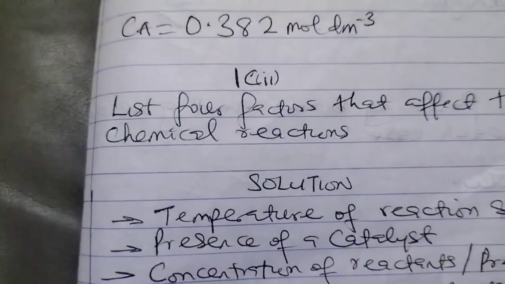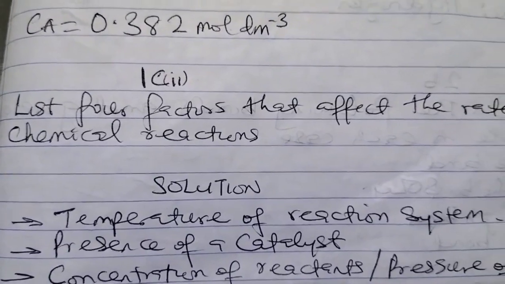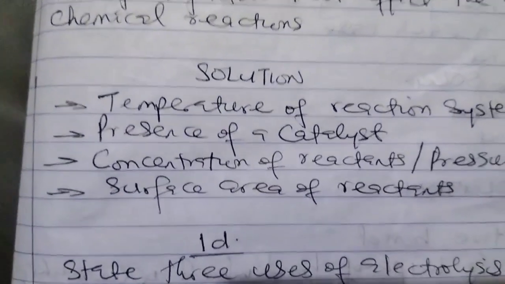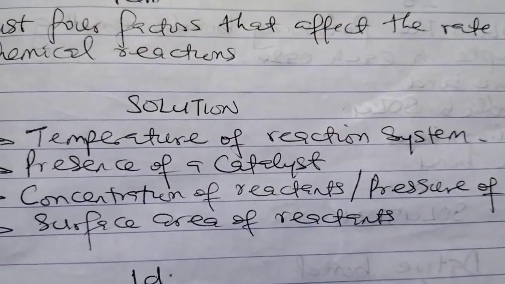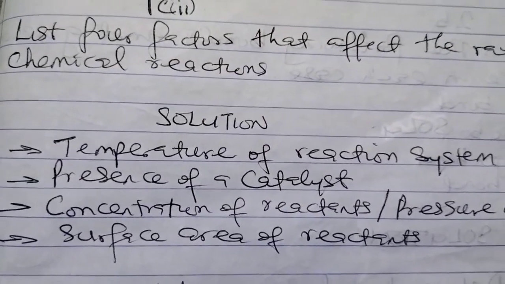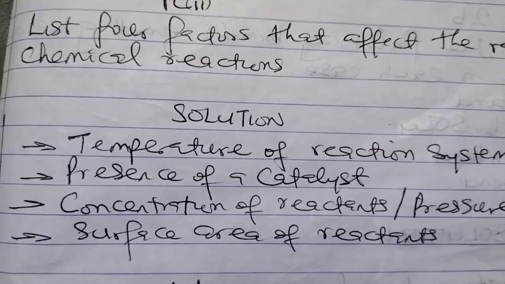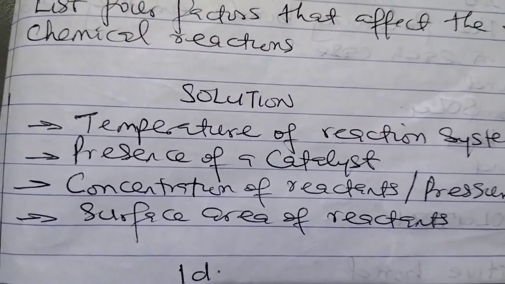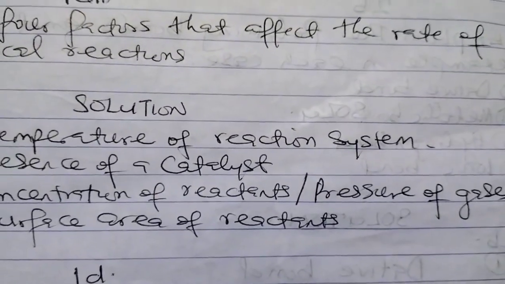Going to 1C(ii). List 4 factors that affect the rate of chemical reaction. Solution. Number one is temperature of reaction system. You have to mention reaction system. Don't just mention temperature. Temperature of reaction system. Presence of a catalyst. You don't just say catalyst. Presence of a catalyst. Then concentration of reactants. You don't just write ordinary concentration. Concentration of reactants. Or you can say pressure of gases.